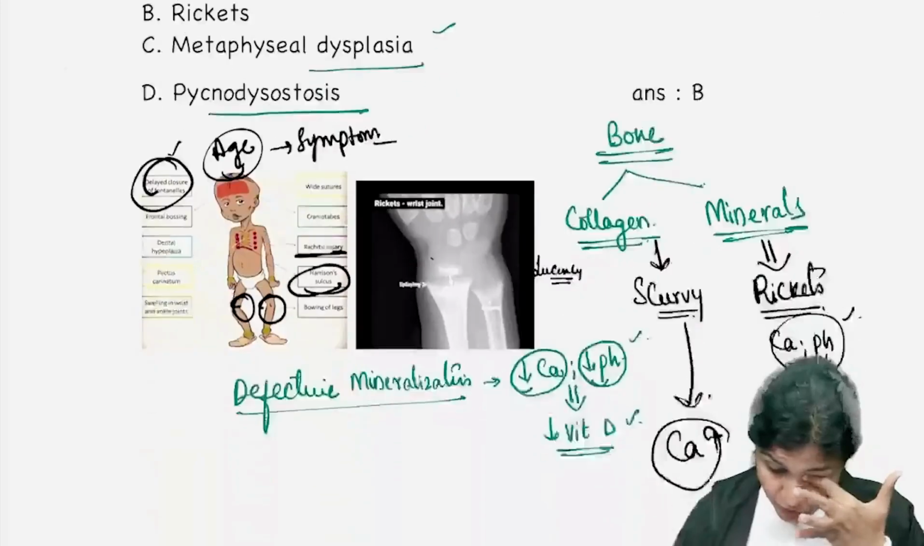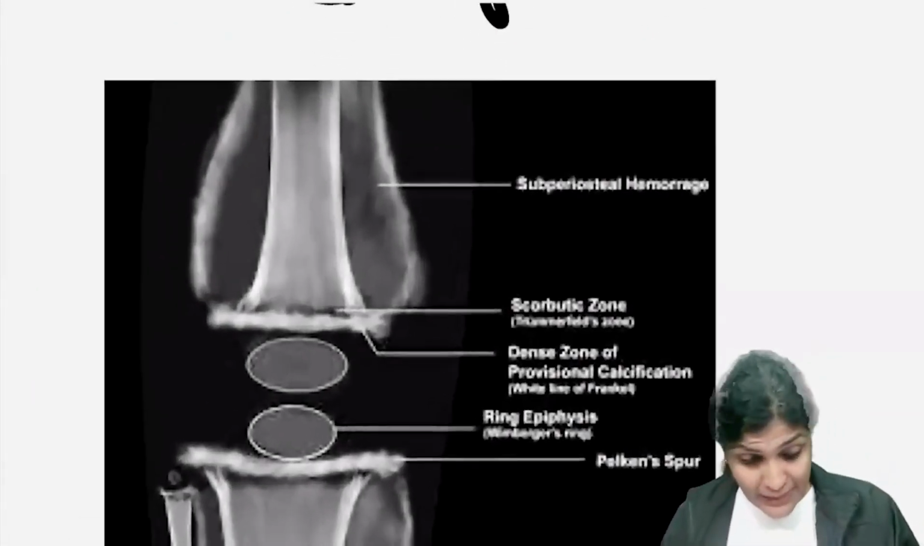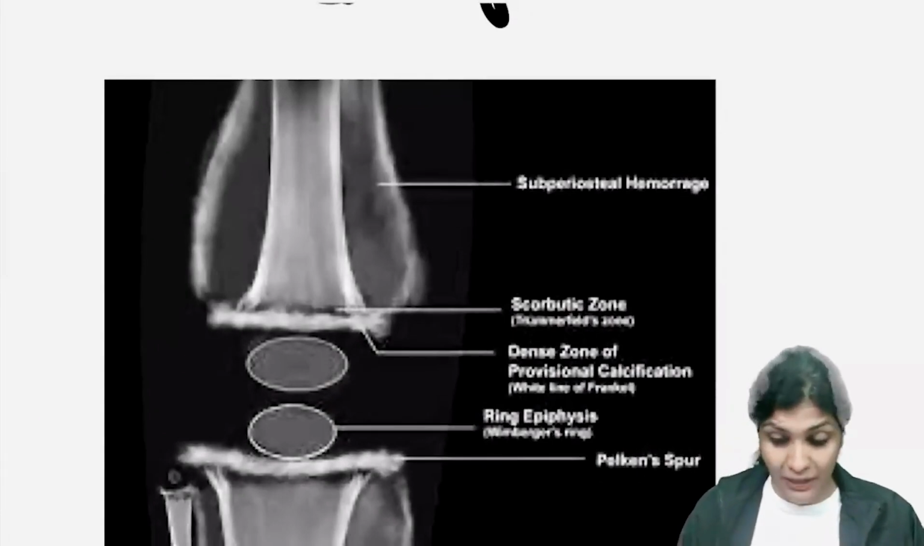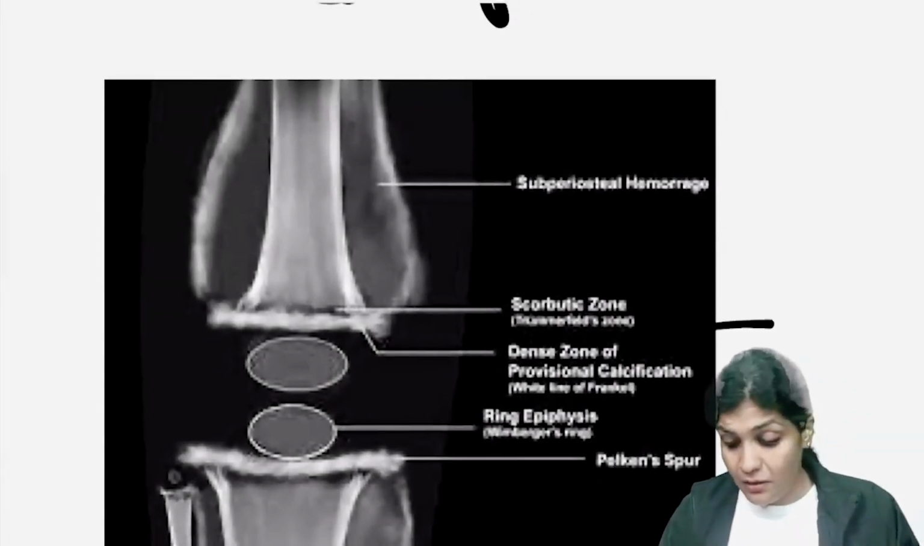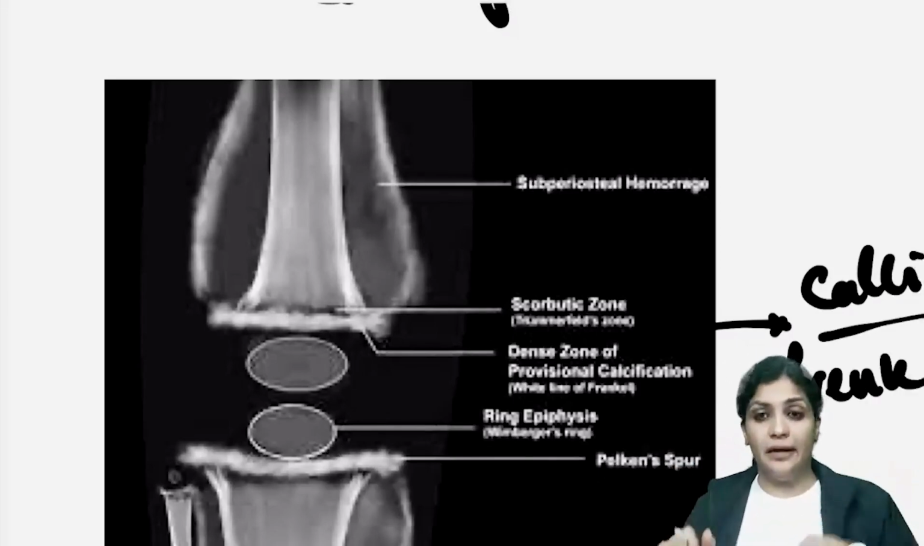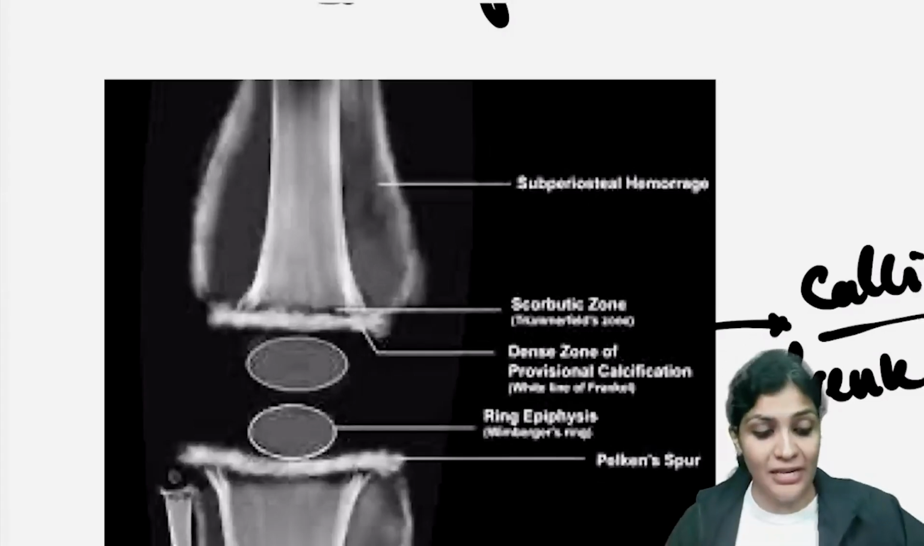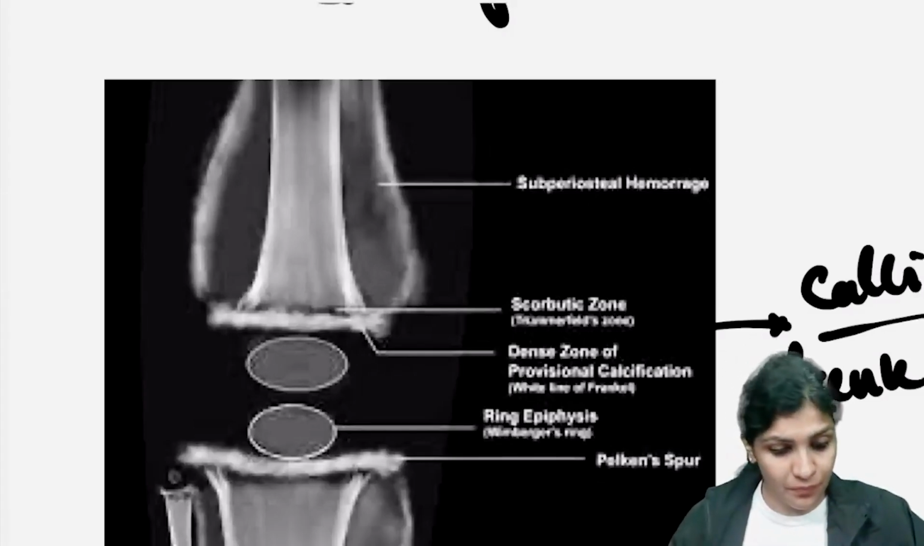Which one is the white line of Frankel? Yeah, the dense calcification is the white line of Frankel. That is what I'm telling you. The calcifications are seen. So in the white line of Frankel, a lot of calcification is occurring there, but there is absence of the bone constituent, that is the collagen.